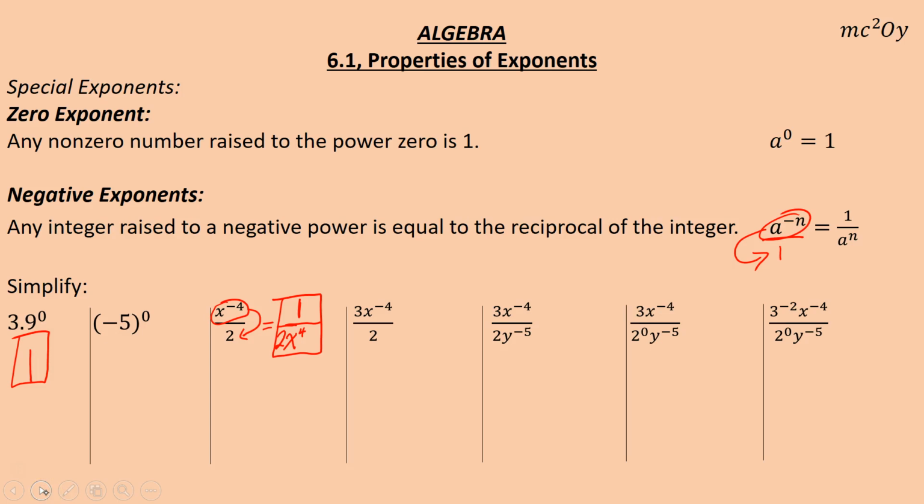Okay, trying some of these out: negative 5 to the 0 power, anything to the 0 is 1. Next, 3x to the negative 4th all over 2. One important thing here: the only thing being raised to the negative power is the x. The 3 isn't, so the 3 is going to stay on top. The x is going to move to the bottom, and the 2 is not being raised to the power, so it just stays there as well. So 3 and 2 don't move.